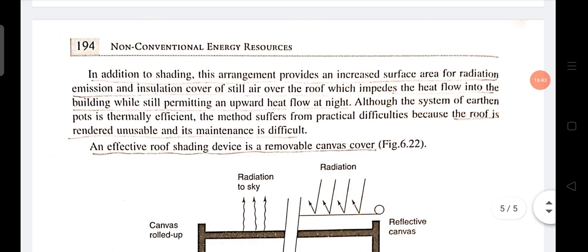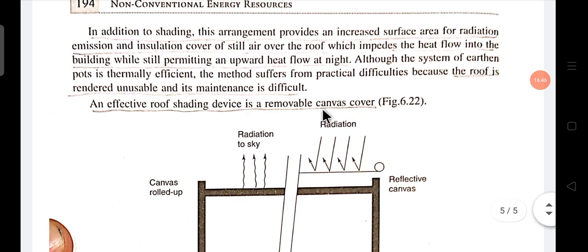So what if we use a removable or movable canvas cover? This is the canvas cover. If we use a movable or removable canvas cover, and the outside of this canvas is painted white, because white color does not absorb thermal energy from the sun.